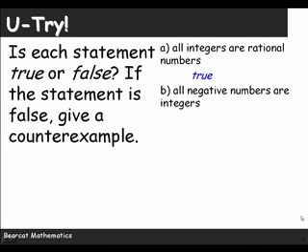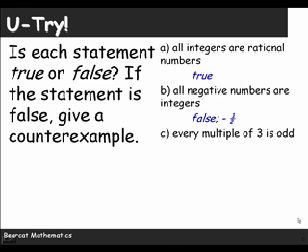How about all negative numbers are integers? Well, let's see. All negative numbers. Well, negative 2/3 is a negative number, but it's not an integer. So I'd have to say false. And one counterexample would be negative 2/3. They chose the counterexample negative 1/2. It's also a negative number, but not an integer. There are infinitely many counterexamples we could choose. We just have to pick one to prove that something's false.